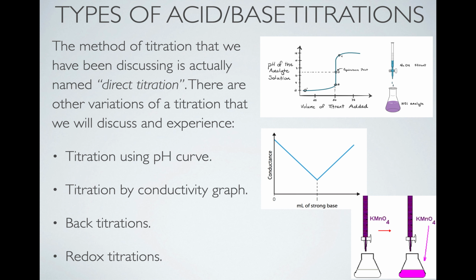The first one is using a pH curve. So that's monitoring the pH as we add one to the other and finding where the maximum point of change is in pH. Another way that we can do is monitor the conductivity as we add one to another, and that will also help us to determine where the equivalence point is. And we've also got another one to learn about, back titrations and redox titrations.